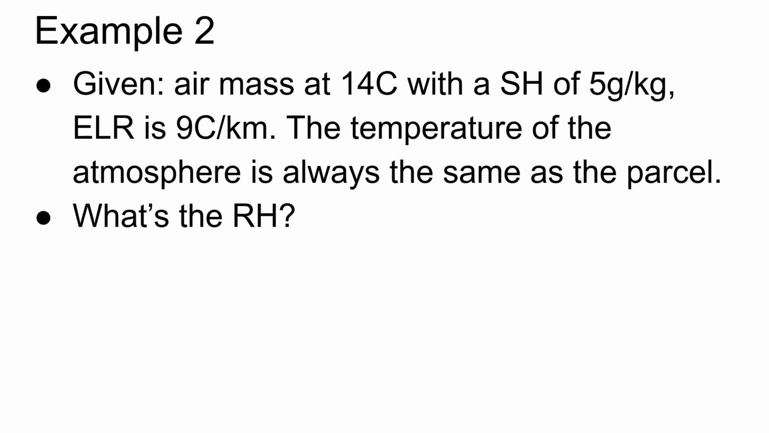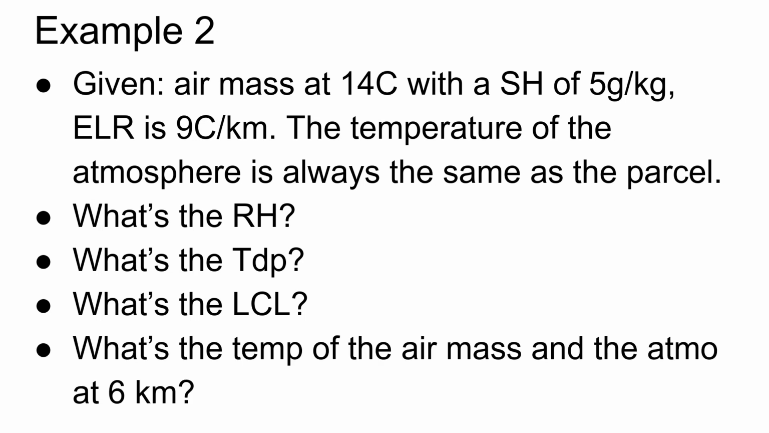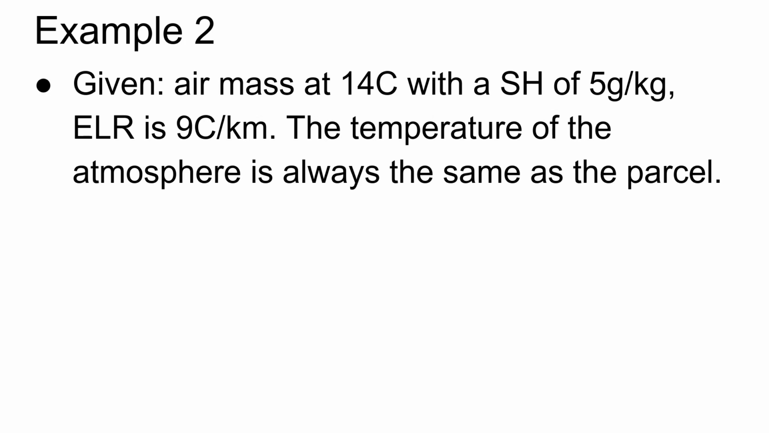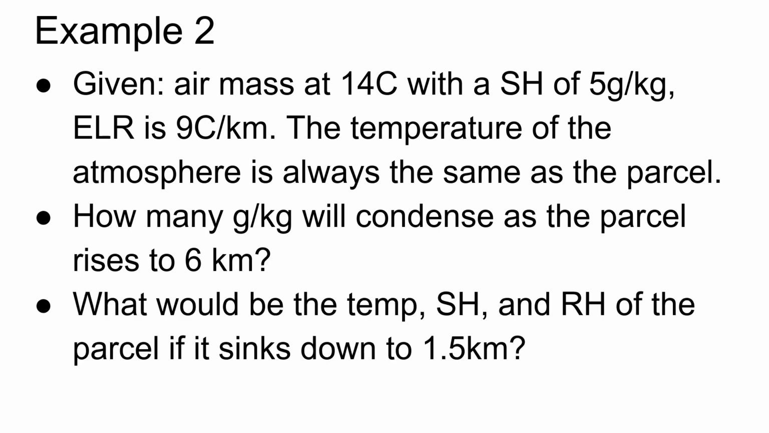All right, so here's what I want to know. What's the relative humidity, dew point temperature, lifting condensation level? What's the temperature of the air mass and the atmosphere at 6 kilometers? So what do we have? Air mass at 14 Celsius, specific humidity of 5 grams, ELR is 9. I also want to know how many grams will condense as the parcel rises to 6 kilometers. And what would be the temperature, specific humidity, and relative humidity of the parcel if after rising to 6 kilometers, let's just pretend it's going up the slope of the Sierras, hits Donner Summit, and then it's all downhill to Reno.